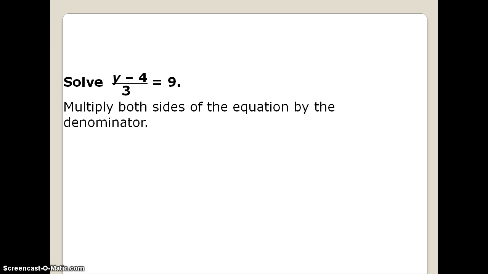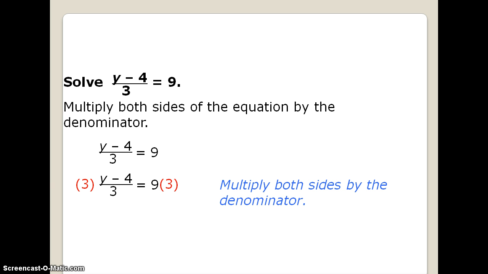Let's try another one like that. Solve y minus 4 divided by 3 equals 9. So the last thing we do to y is divide it by 3, so the first thing that we undo would be to multiply by 3. So again, just to show you how the process works, these 3's cancel because it's like having 3 divided by 3, which equals 1. That leaves us with y minus 4 equals 27 when you multiply 9 times 3.